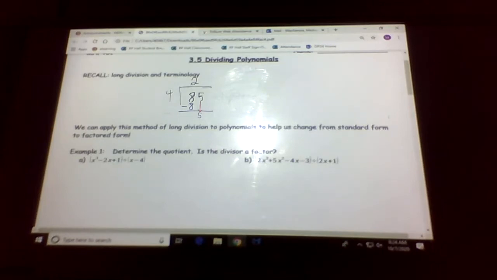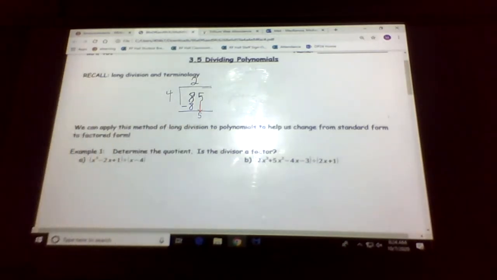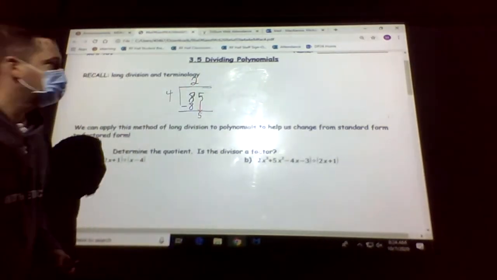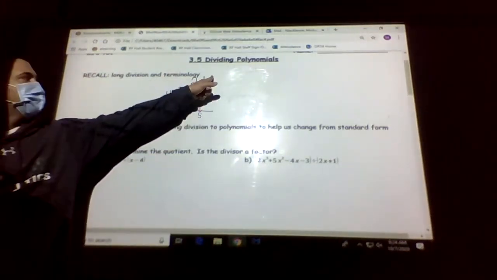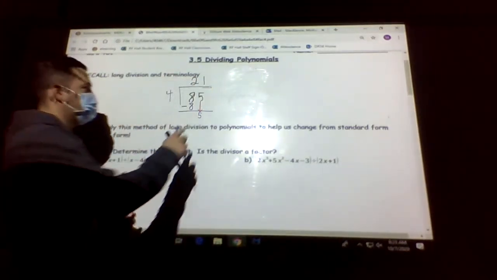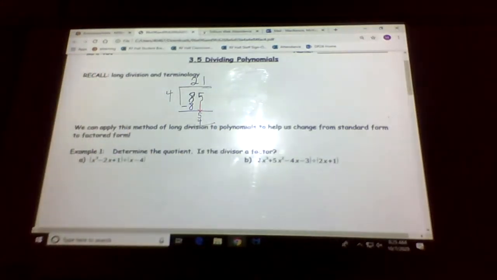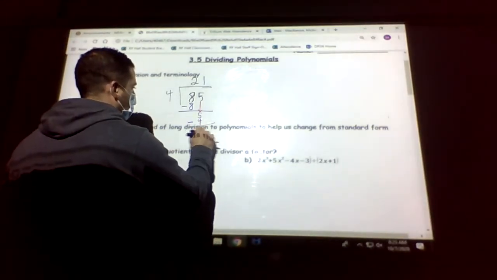And now we do the process all over again. So how many times is 4 going into 5? It goes in once, so we put 1 here. Then 1 times 4 is 4. Do the multiplication, and we do the subtraction. So we get an answer of 1.